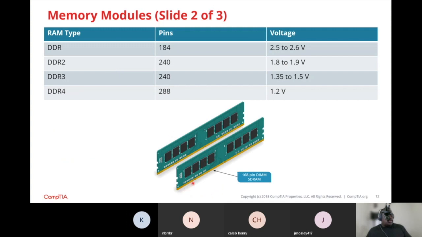So the little tips are the pins. Regular DDR RAM had 184 pins, and it had 2.5 to 2.6 voltage, meaning that you needed more power to power that chip. So your power consumption was high. DDR2, 240 pins, it ran at a lower voltage rate. DDR3 ran at a lower voltage rate than DDR2. So every time they advanced DDR RAM, it just got more efficient and a little bit better. They were able to add more pins and move at a lower voltage rate.